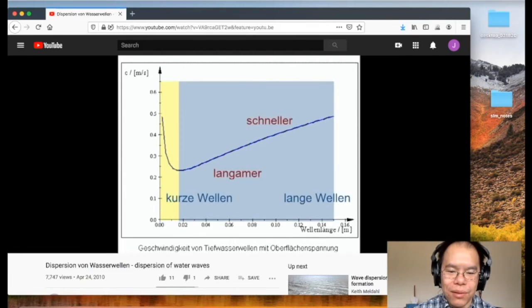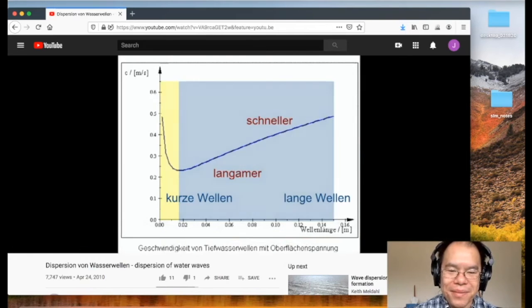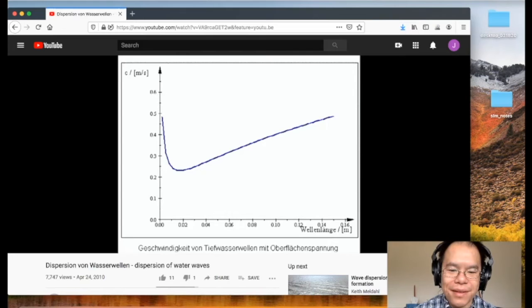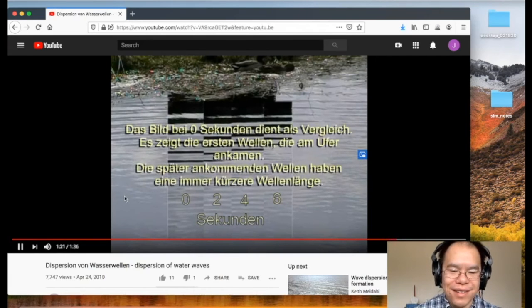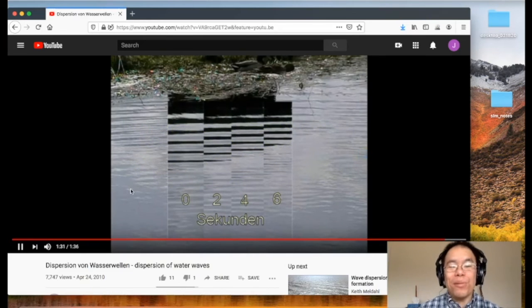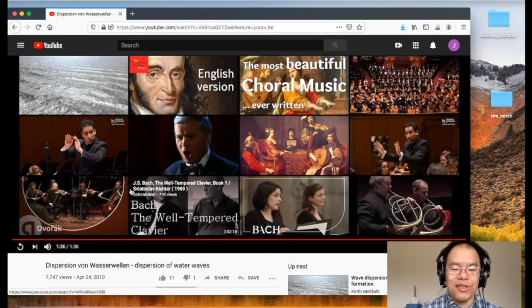So, and I think that's what they're going to show here. So longer waves, shorter waves, faster, schneller is faster, langsamer is slower. And so you can see here that because the longer wavelength waves move faster, they're the ones that reach the shore first. And that's the important thing to take away from this video, that the dispersion relation that you just looked at for water waves really does have some real world applications.